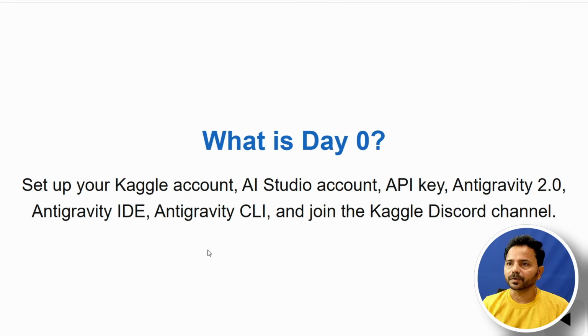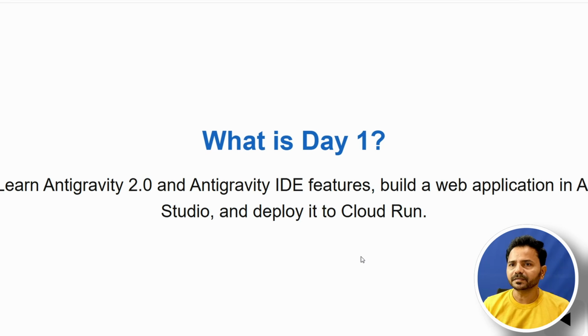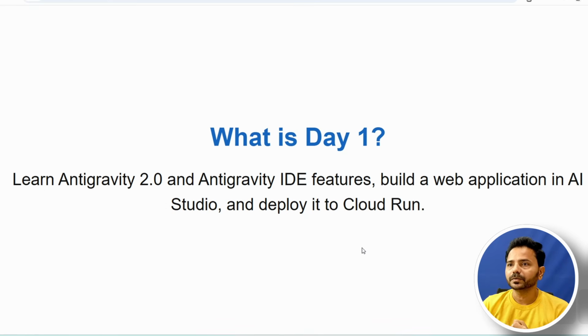Let's get started. What is day 0? Set up your Kaggle account, AI Studio account, API key, Antigravity 2.0, Antigravity IDE, Antigravity CLI, and join the Kaggle Discord channel. What is day 1? Learn Antigravity 2.0 and Antigravity IDE features, build a web application in AI Studio, and deploy it to Cloud Run.